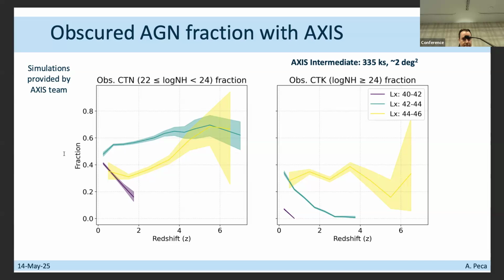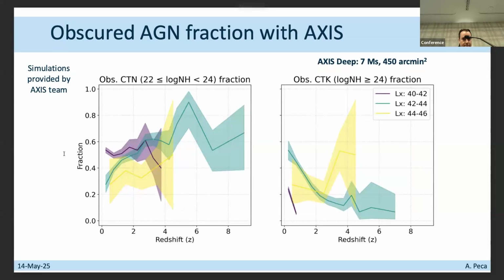objects. But if we take the AXIS deep survey, we start seeing also the lower luminosity objects, and we can easily study this obscured AGN population up to redshift 4 or 5, and for specific luminosity populations, we can even reach higher redshifts.